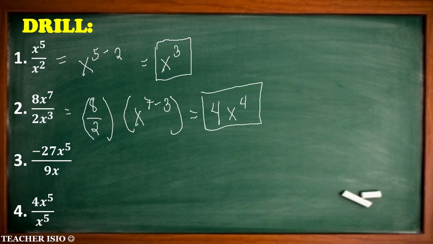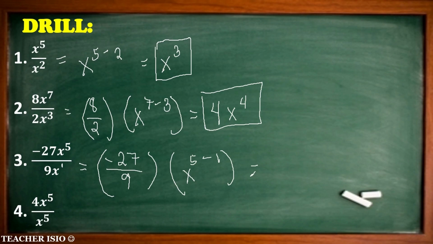Let's answer number 3. So again, we have negative 27 over 9. And then we're going to apply the exponent. We have x raised to 5. So always remember, merong invisible 1 dyan. So we have 5 minus 1. So let's simplify. Negative 27 over 9, we have negative 3. So what is 5 minus 1? We have 4. So we have x raised to 4. So the answer is negative 3x raised to 4.